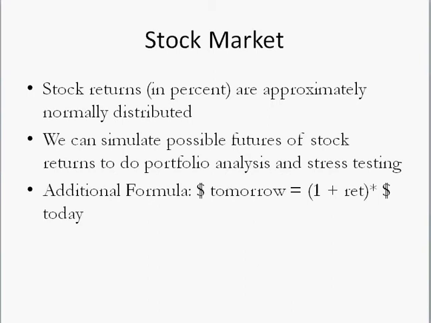Alright, so now we're going to do a stock market example. Stock prices are approximately log normally distributed, at least in the short term. And that means stock returns in percent are approximately normally distributed. So we can use the norm inverse function in Excel to do simulated random stock returns given specific input parameters of the market we're talking about. But in general, dollars next period is going to be equal to 1 plus the return in percent as a decimal times dollars today.